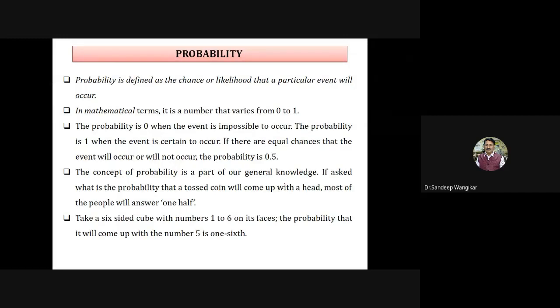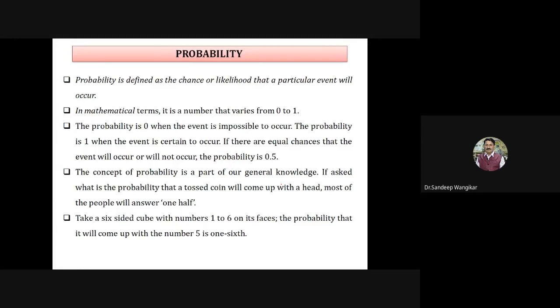Guaranteed it will occur, it will happen. There are chances, then the probability is 1. It is 100%. So 0 means 0% and 1 means 100%. Sorry, it is given as a number. And when there are equal chances that this may happen, that may happen, it is 0.5.